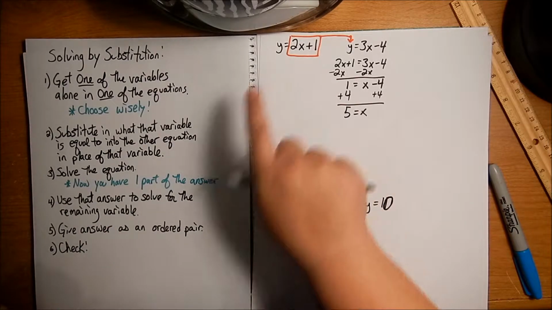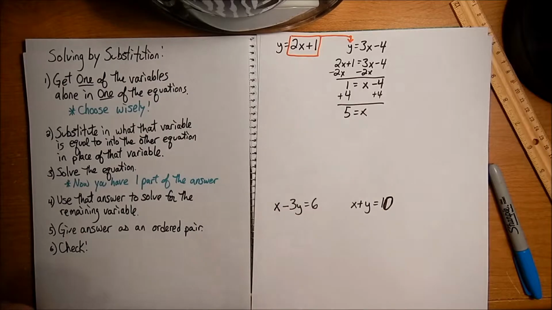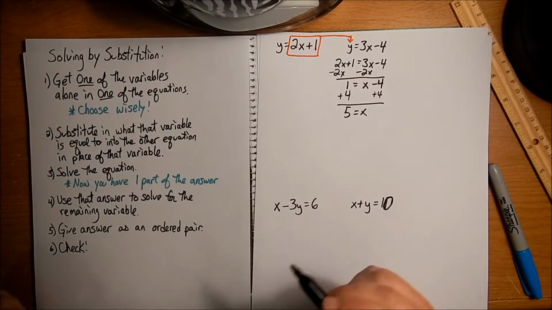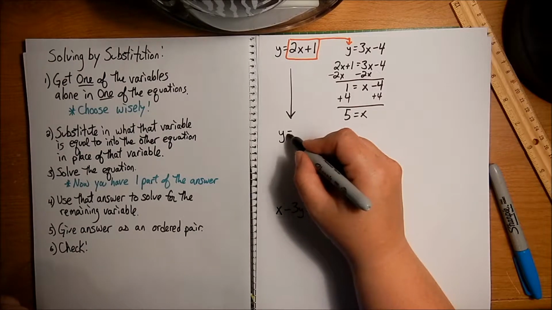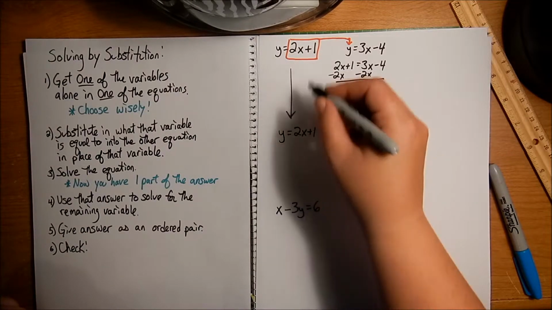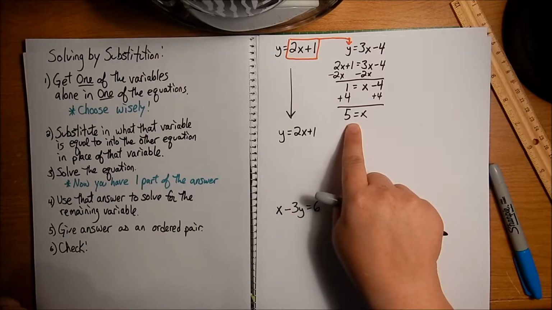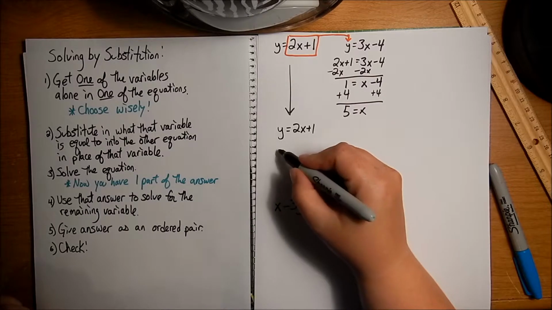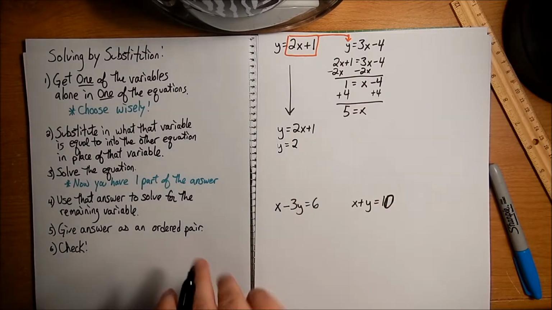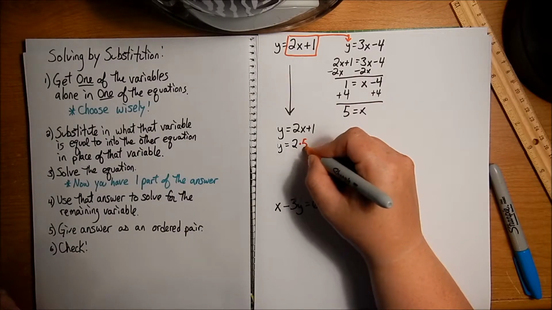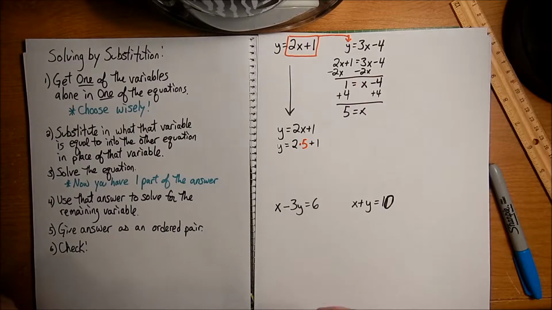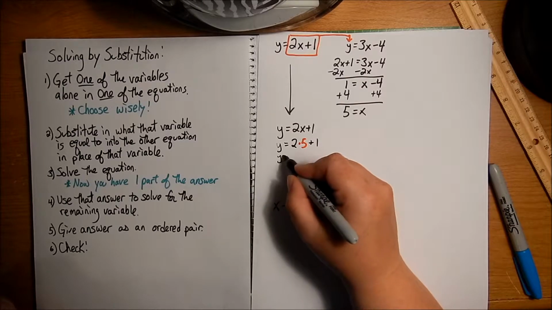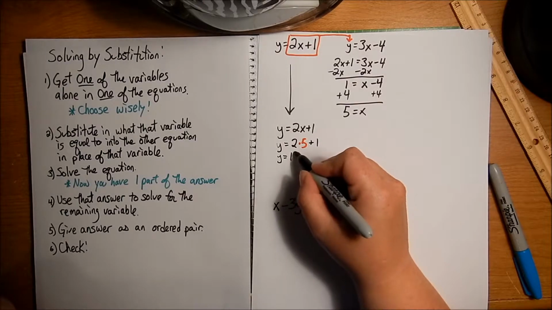I can go right back to this other equation, and now that I know what x is, I'll draw it like this. I'm just going to bring down y equals 2x plus 1. Same equation, I'm just writing it down here. But now I know what x is. I know that x is 5. So I get to put in a 5 for x. So y equals 2 times 5, because I know what x is, plus 1. So 2 times 5 is 10, plus 1 is 11.